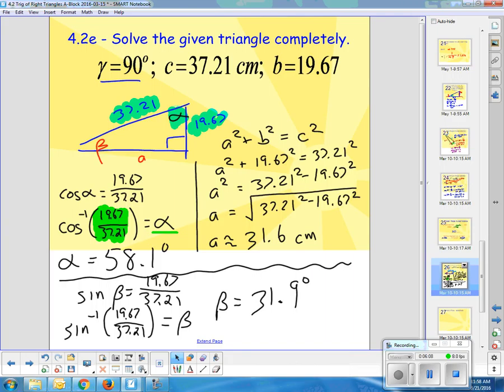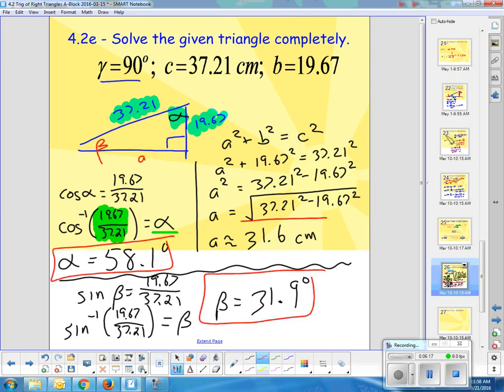So my task was to find alpha, beta, and A. I've got alpha, I've got beta, and I've got A. And so that's just kind of how we would use inverse trig functions to find missing angles on our calculators.